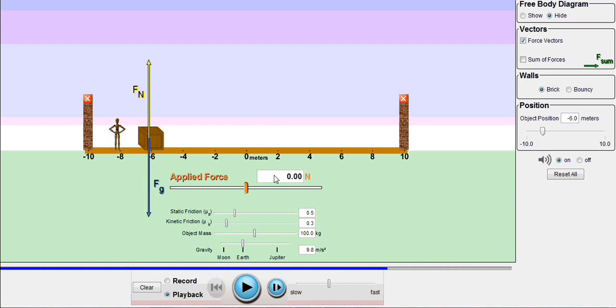Now if you look at this diagram, I've put in some values earlier, so let us play and then we'll see what happens. Here we have a force of 450 newtons applied to the object. The blue is the gravitational force of 980 downwards, and here we have our normal force of 980 upwards. You see that the F applied is 450 newtons, and that means the F of friction will also be equal but opposite, 450 newtons.